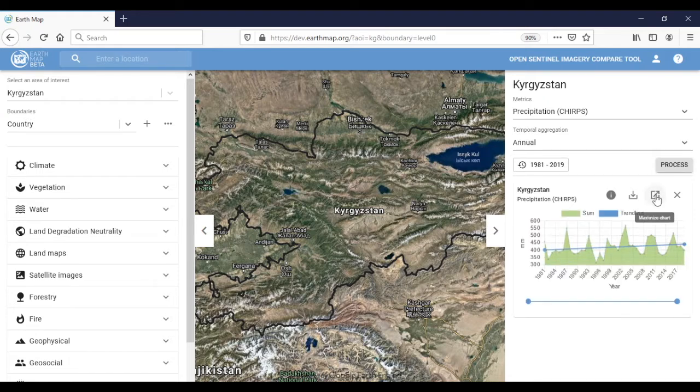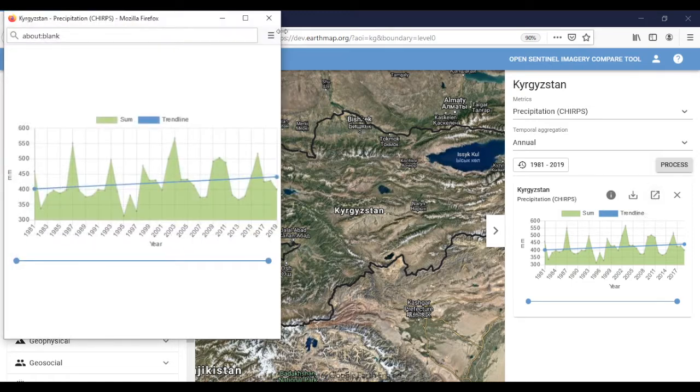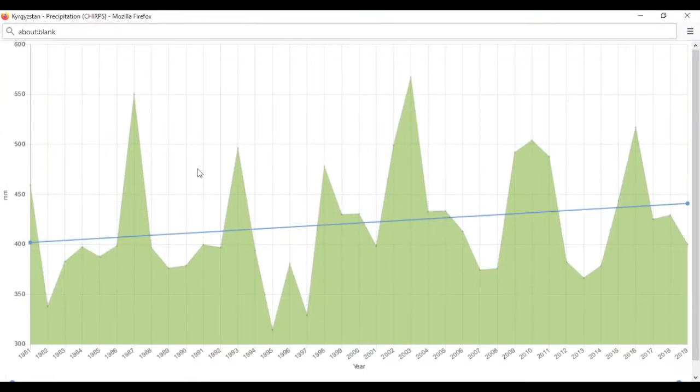When we have the analysis done, we can maximize the chart to see it better, and we will see that the average total annual precipitation in millimeters in Kyrgyzstan has increased by 10%, from 401 millimeters in 1981 to 440 millimeters in 2019, in the last 40 years, around 40 years.